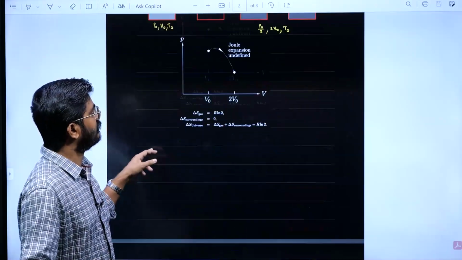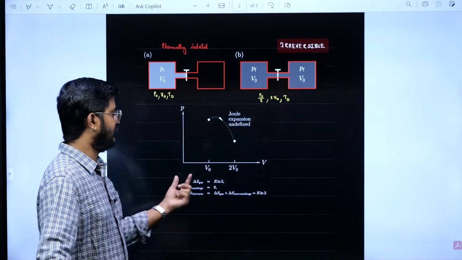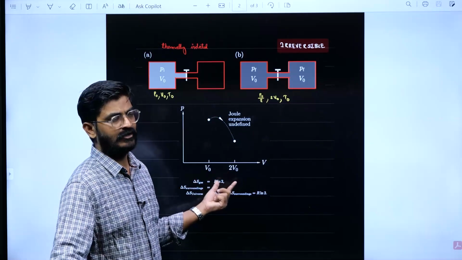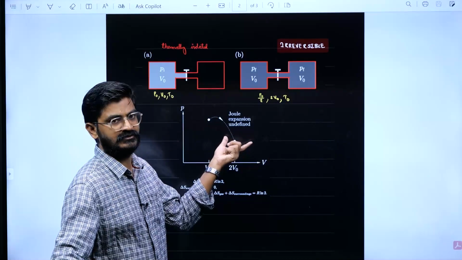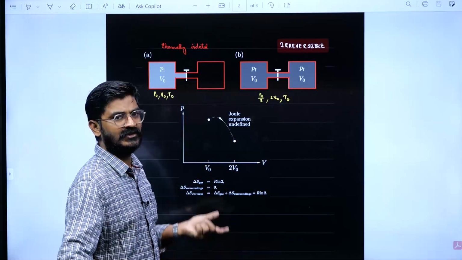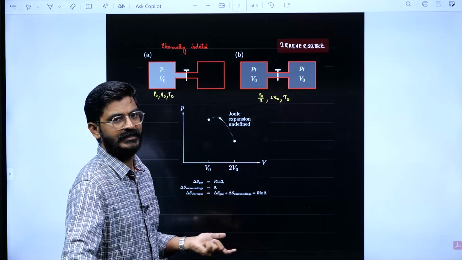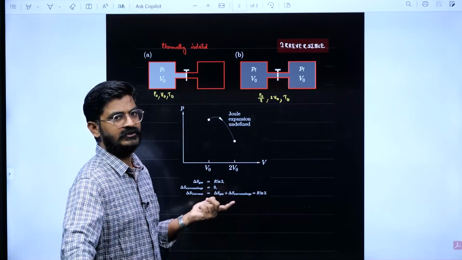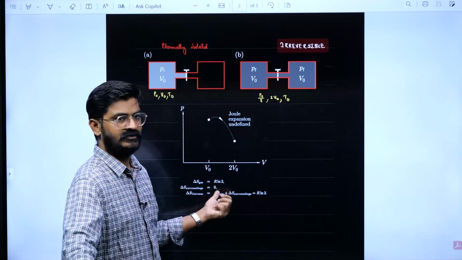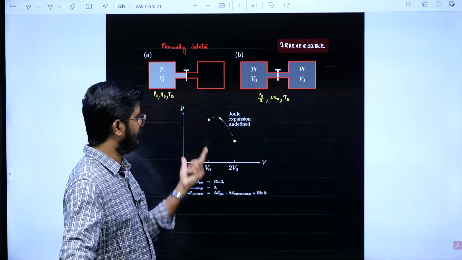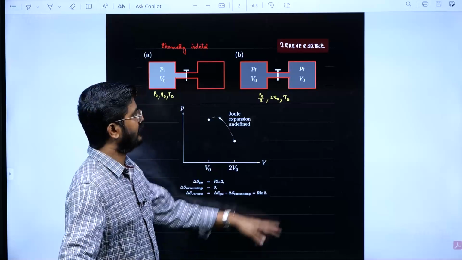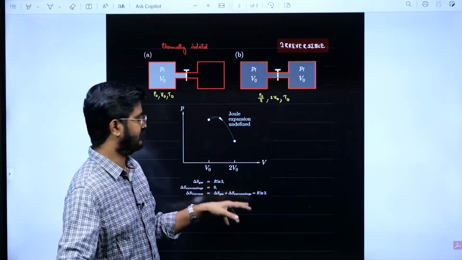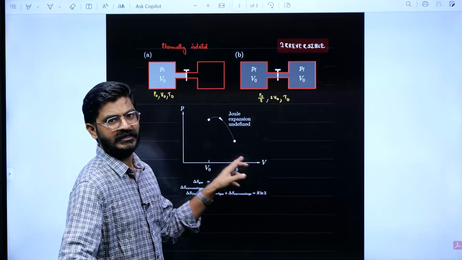But if I go back to the irreversible process, the change in entropy of the gas is nR log 2, which we calculated in the other case and is exactly the same here also. But here the surroundings are not giving or taking any heat, so the change in entropy of the surroundings is 0. So the change in entropy of the universe here is nR log 2 plus 0, which is nR log 2. So in the irreversible process, the change in entropy turns out to be greater than 0.